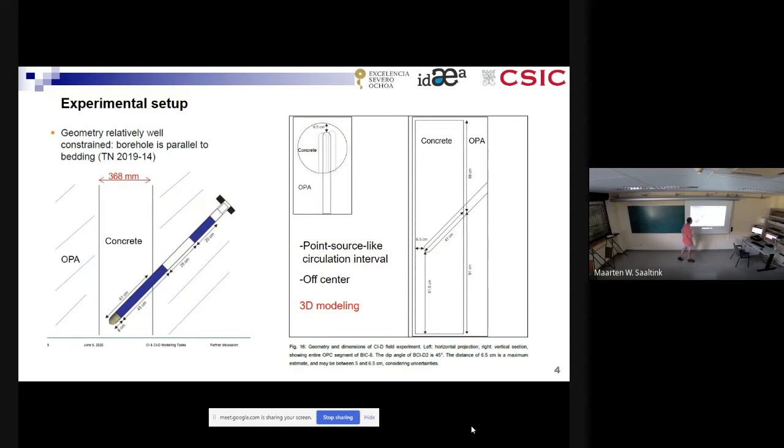You can see here on the right that this circulation interval is not in the center of the borehole. It's close to one side, which means that you cannot assume any type of symmetry in the system. So you have to do up to 3D modeling if you want to capture the geometry right. Otherwise, there's no symmetry that you can take advantage of. So you have to do a 3D model.